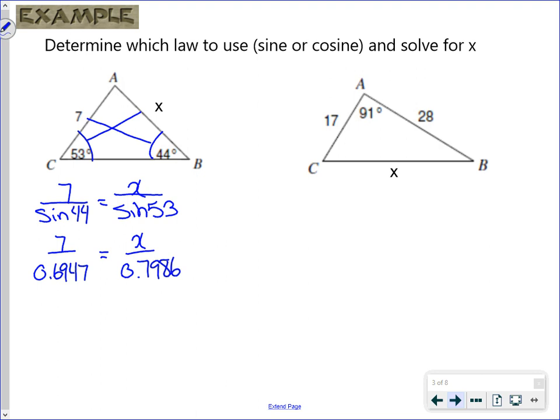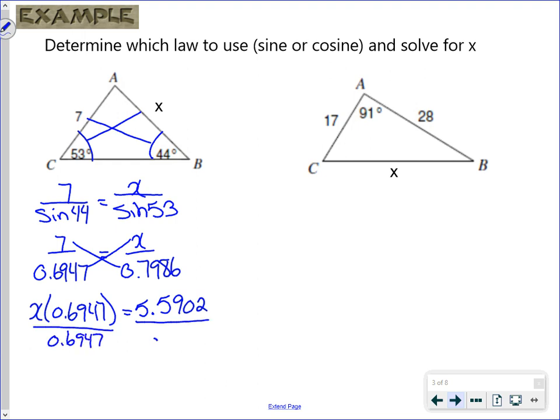Now we're going to cross multiply. So we'll have x times 0.6947, and this will equal the other two multiplied together, which is 5.5902. We want to divide out that 0.6947 from both sides. And we'll figure out that x is 8.05 units long.